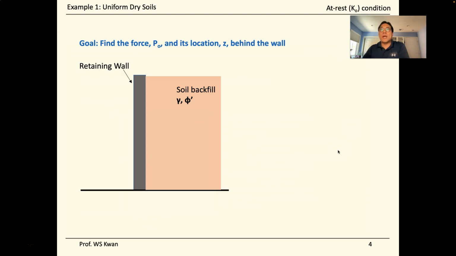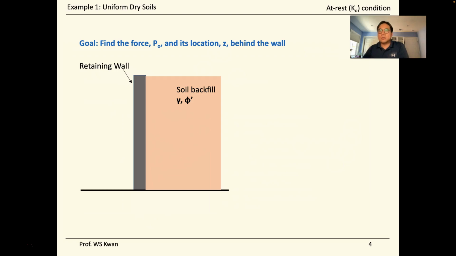Here we have a uniform dry sand as a soil backfill acting on the retaining wall, and we want to find out what force the soil backfill is providing to the retaining wall at rest conditions. So we still have the Ka active and Kp passive conditions, but now we just look at the at rest conditions.